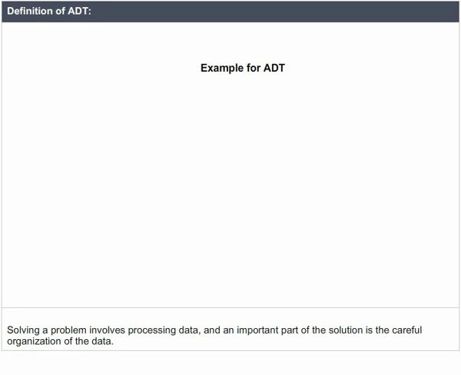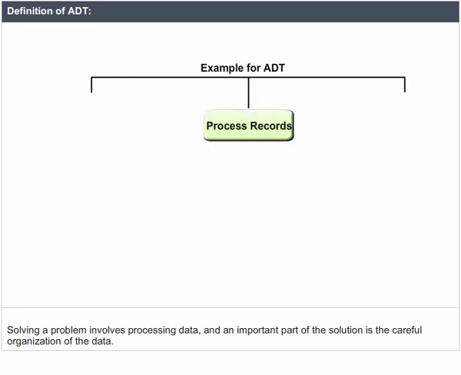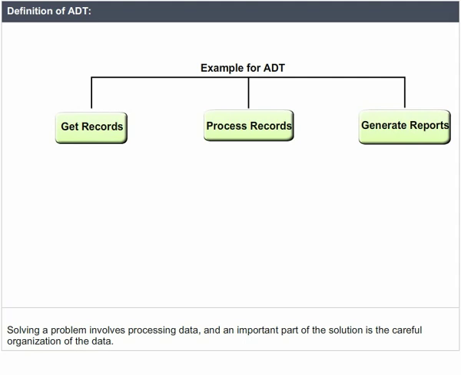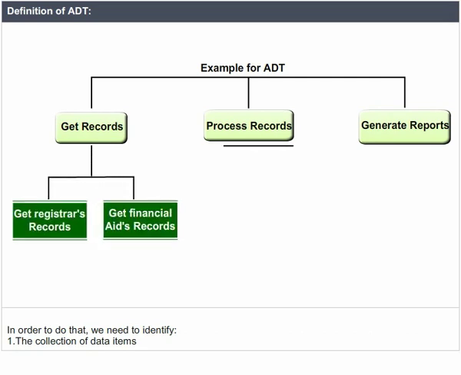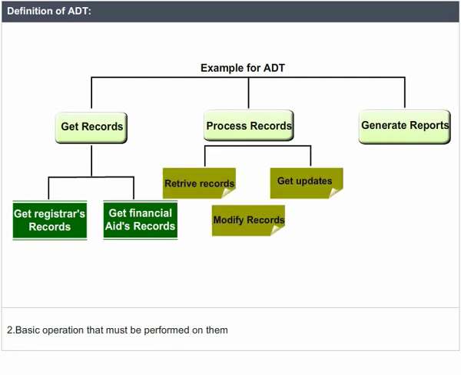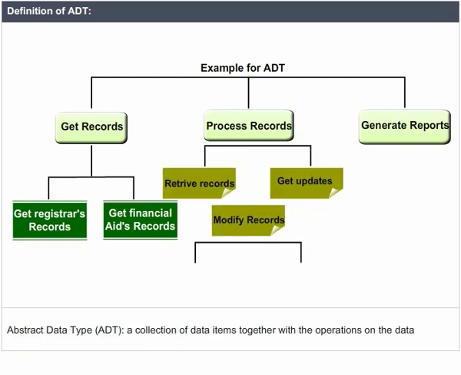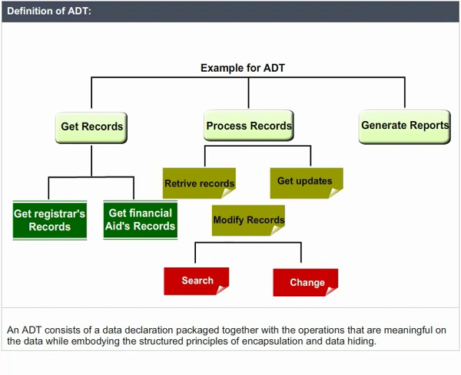Definition of ADT. Solving a problem involves processing data, and an important part of the solution is the careful organization of the data. In order to do that, we need to identify the collection of data items, the basic operations that must be performed on them, and the abstract data type, a collection of data items together with the operations on the data. An ADT consists of a data declaration packaged together with the operations that are meaningful on the data, while embodying the principles of encapsulation and data hiding.